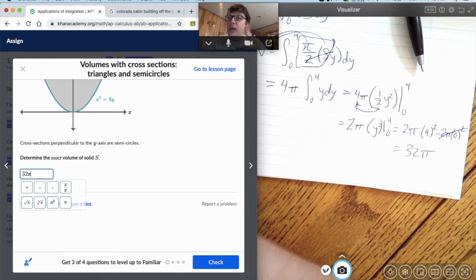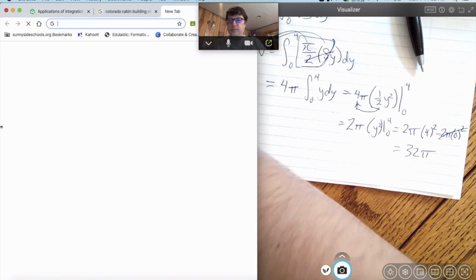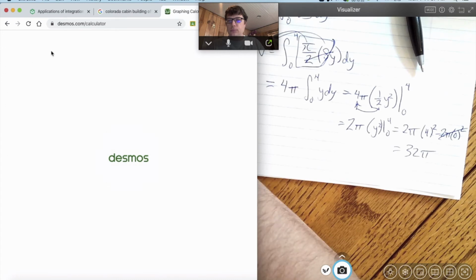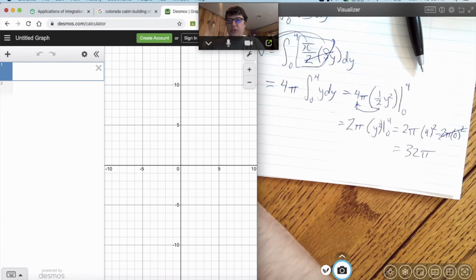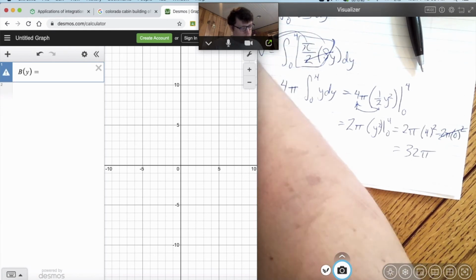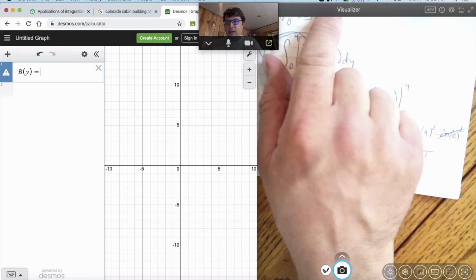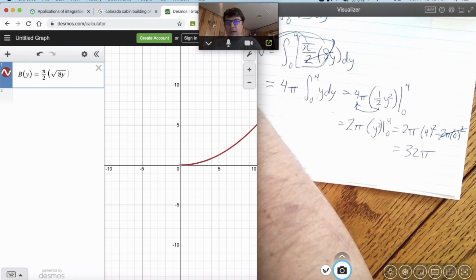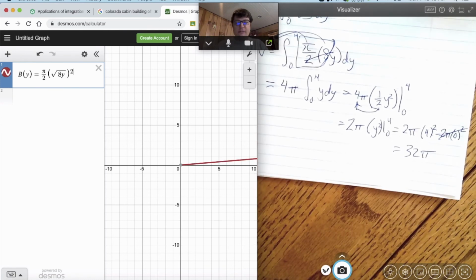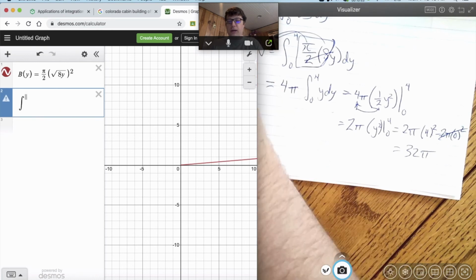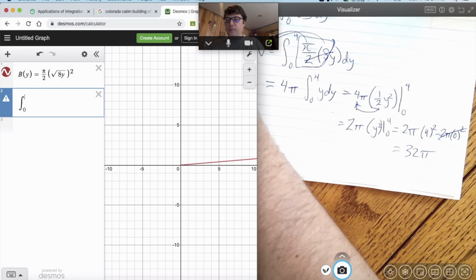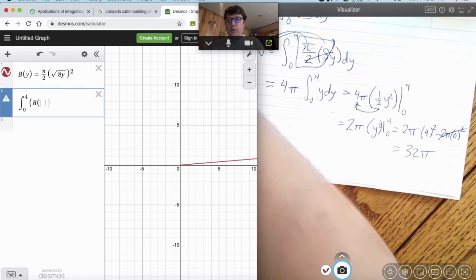If you do, side note, let's Desmos this. I guess this is my check before I actually check. You want to get the green circle, not the gray one. Okay, so I've got a lot of elements here. I'm going to rigidly define b of y as pi over 2 times the square root of 8y. I didn't do any simplifying there. We're just going to check to see if we are doing this right. The integral from 0 to 4 of b of y dy.